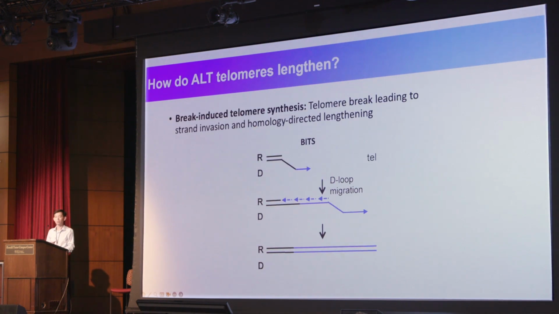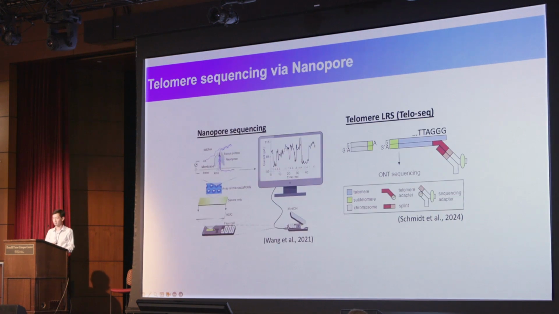One of the outstanding questions in our project is to address how ALT telomeres lengthen. The model is that telomeres lengthen via a break-induced telomere synthesis mechanism, where a telomere double-strand break triggers strand invasion in another telomere, which then is used as a template. But the key aspect is that you have conservative replication, where you have strand invasion followed by synthesis of the invading telomere. To answer this question, I've employed long-read sequencing, specifically nanopore sequencing.